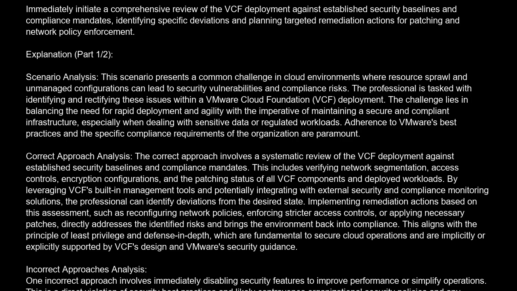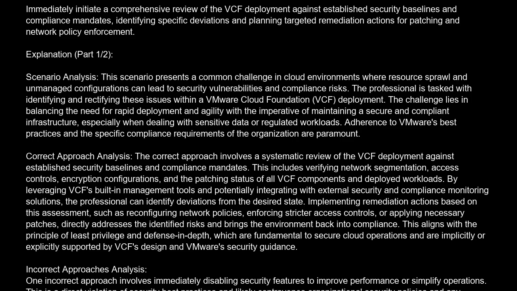Implementing remediation actions based on this assessment, such as reconfiguring network policies, enforcing stricter access controls, or applying necessary patches, directly addresses the identified risks and brings the environment back into compliance. This aligns with the principle of least privilege and defense in depth, which are fundamental to secure cloud operations and are implicitly or explicitly supported by VCF's design and VMware's security guidance.